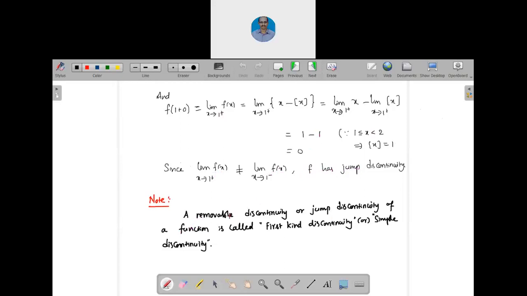Note, a removable discontinuity or jump discontinuity of a function is called a first kind of discontinuity or simple discontinuity. The other name for the jump discontinuity is discontinuity of the first kind or simple discontinuity. So if anybody asks you what is first kind discontinuity, then you need to give the answer whether it is jump discontinuity or removable discontinuity.